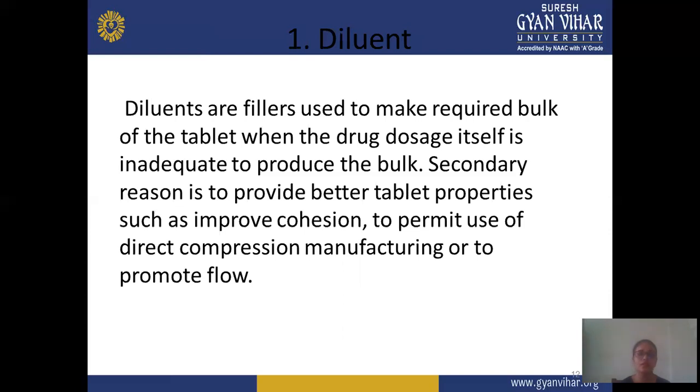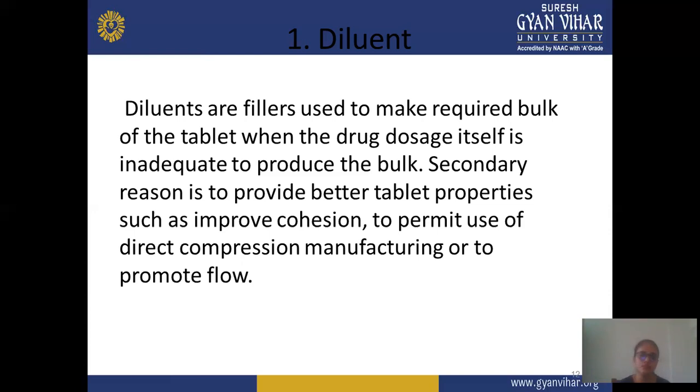In this excipient part, first is diluent. Diluents are the fillers used to make the required bulk of the tablet, when the drug dosage itself is not adequate to produce the bulk. Means these diluents are very important to manufacturing of the tablet, because they provide sufficient weight to the tablet, and they are inert and do not show any side effect. You use them according to your requirement. And a secondary reason is to provide better tablet properties such as improved cohesion, to permit use of direct compression manufacturing, or to promote flow.